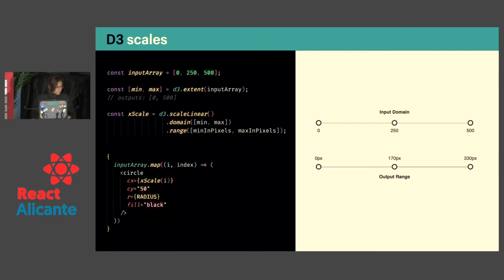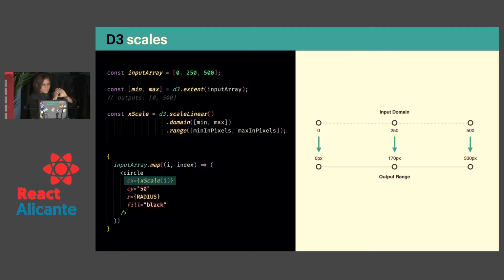So if I were to draw exactly what we have on the screen right now, I could do something like this. I would map through the elements that I have in my data source and call my scale function, passing in each one of the data points that I have in my array. So the first time that I call it, to get the X position of my circles, I'm going to pass in 0 as a data point, and I'm going to retrieve back 0 pixels. Then I'm going to pass in 250 as my data point and retrieve back 170 pixels. And lastly, 500 as a data point and retrieve 330 pixels.